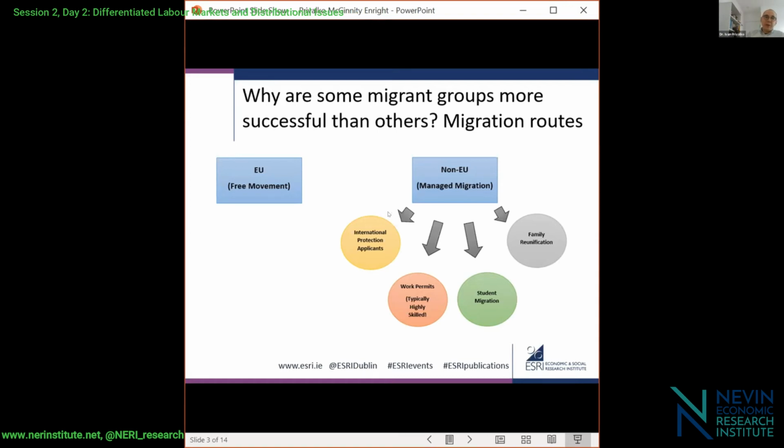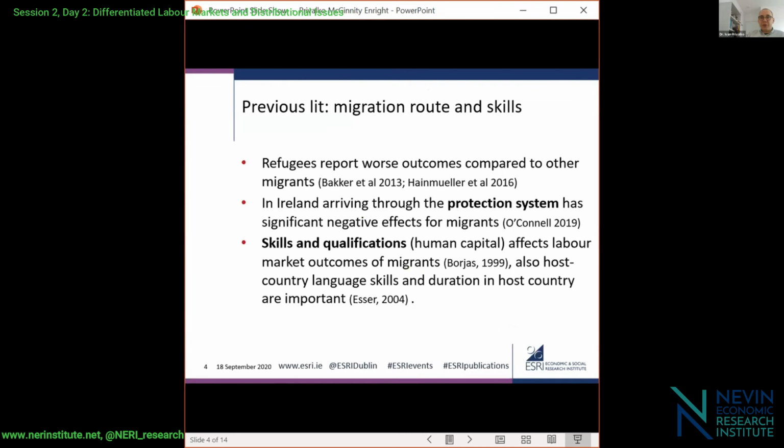For EU migrants, the mechanism they use to arrive in Ireland is really basic. It's just the free movement of workers. But for non-EU migrants, there are a couple of channels that can have an impact. Mainly the international protection system, work permits, and some student migration, although family reunification is also important here. There's already some research done on these effects.